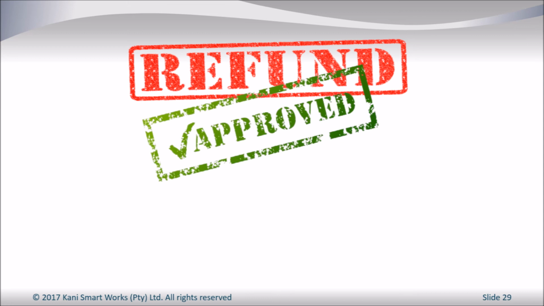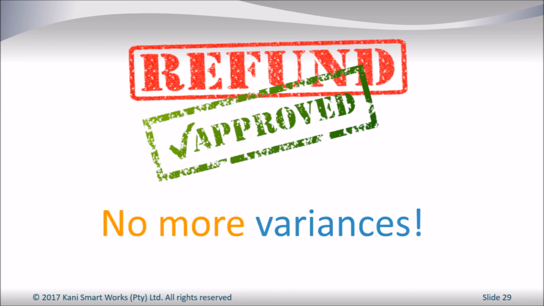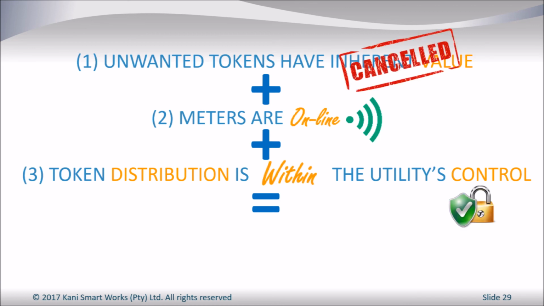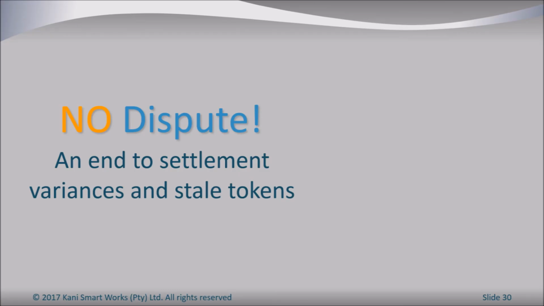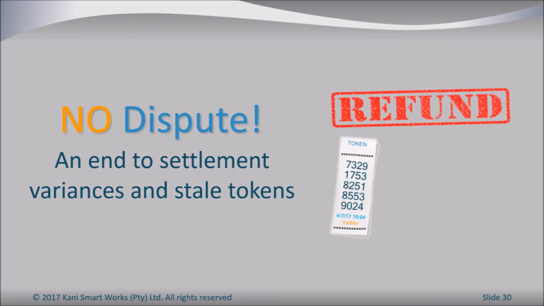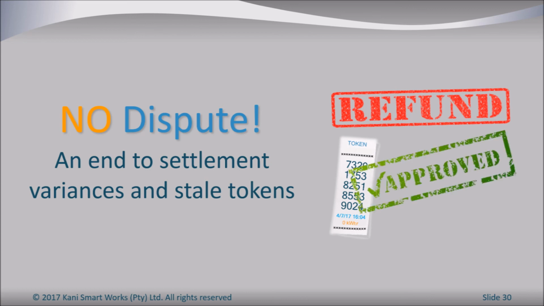So indeed a refund process is possible. Variances can be eliminated. Unwanted tokens can be cancelled. Meters can be online and the token distribution is within the utility's control. There's no dispute. An end to settlement variances and stale tokens is just around the corner.